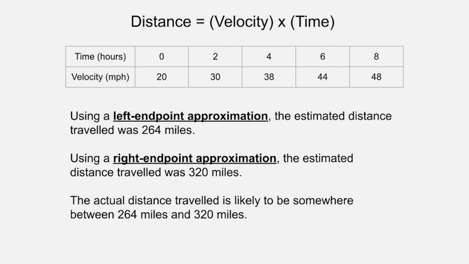So using a left endpoint approximation, we estimated the distance traveled was somewhere around 264 miles. And then using a right endpoint approximation, we got an estimated distance traveled of about 320 miles. Now, whatever the actual distance traveled was, it's likely to be somewhere between these two different approximations. And without any more information, I'm not going to be able to get an exact distance traveled, but these two values will be decent approximations for the actual value.